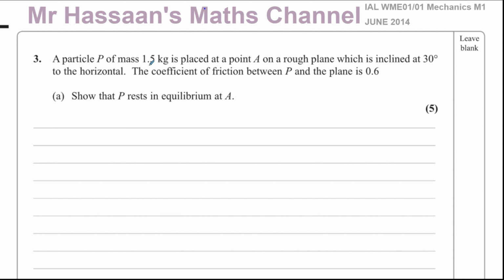So now it says a particle P of mass 1.5 kilograms is placed at a point A on a rough plane, which is inclined at 30 degrees to the horizontal. The coefficient of friction between P and the plane is 0.6. Show that P rests in equilibrium at A.